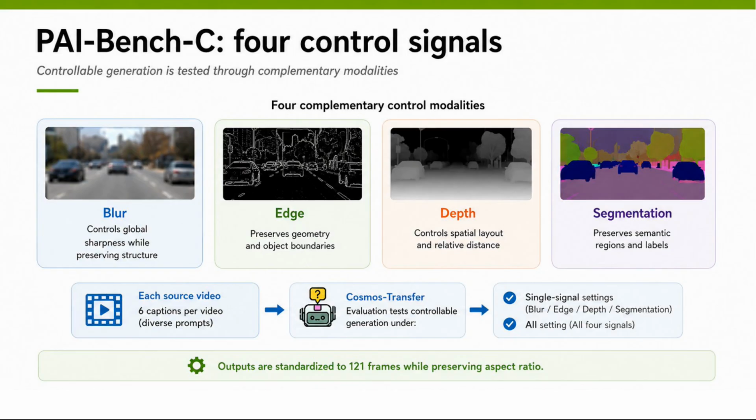PAI-Bench C moves from free generation to controllable generation. It uses four complementary control signals. Blur preserves coarse structure while suppressing detail. Edge captures boundaries and geometry. Depth captures spatial layout. Segmentation preserves semantic regions and labels. No single signal fully specifies the whole physical scene. Together, these signals provide richer structural and semantic guidance, and let us test whether a model can follow controls without simply copying one fixed output.